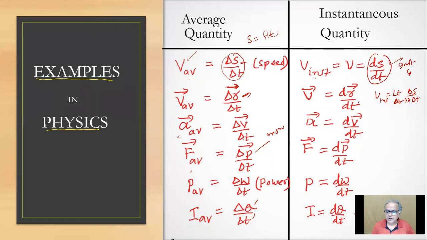Right? Similarly, this is instantaneous velocity. This is average velocity, this is instantaneous velocity. This is instantaneous acceleration, this is average acceleration. This is instantaneous force, this is average force correspondingly. This is instantaneous power, this is instantaneous current. So some examples of which you may have heard, I'm giving them again in a more accurate form by defining instantaneous and average clearly.